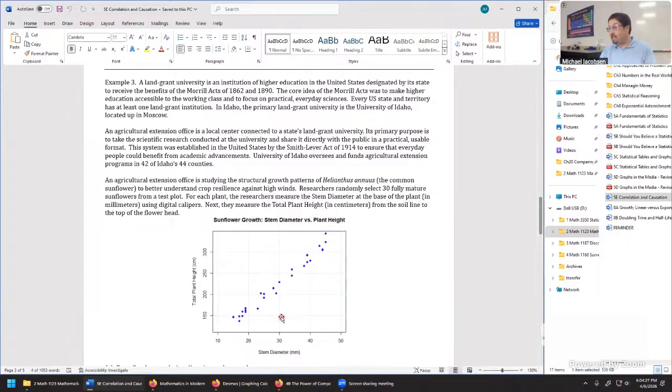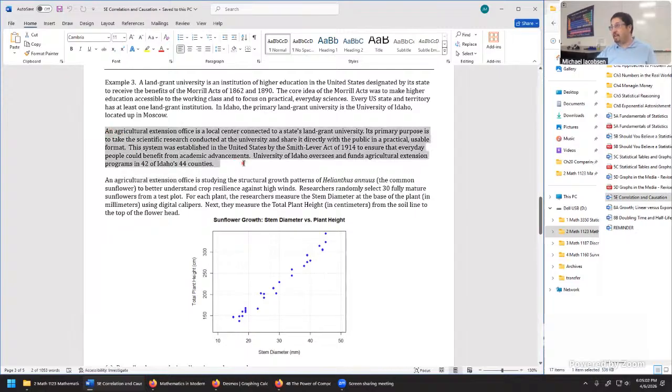So here's our new context. We can kind of see what's going on just at a glance from the graph itself, really. This is sunflower growth, stem diameter versus plant height. So the stem diameter in millimeters is this axis, the horizontal one. The total height of the sunflower in centimeters is the vertical axis going this way. And, well, the context is kind of huge on this one. Really, this is the major part of the context. But when I was writing this problem, I realized I didn't know what an agricultural extension office is.